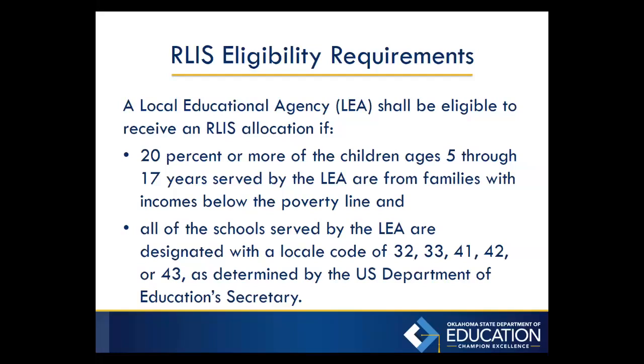So the 20% poverty line is determined by the U.S. Census Bureau's most recent small area income and poverty estimates, and school locale codes are assigned to LEAs based on the place's population size and its distance from a populous area.